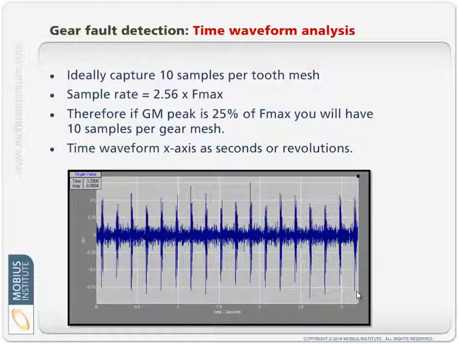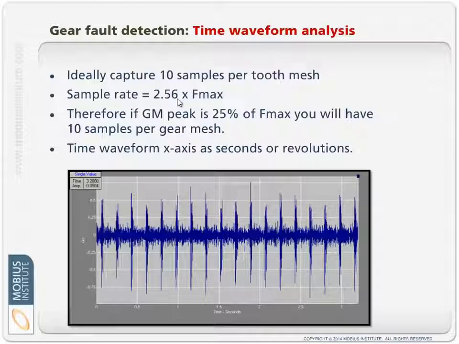You can sort of do all the maths if you like, but that has to be the way it works out. So then if I increase my Fmax, I'm increasing the samples per second, which means I'm increasing the number of samples per tooth mesh. As these teeth come into mesh, I get more samples. Well, if I doubled my Fmax, now that gear mesh peak will be in the middle of the spectrum, and therefore I'm going to get 2 times 2.56 samples per mesh. In other words, it'll be 5.12.